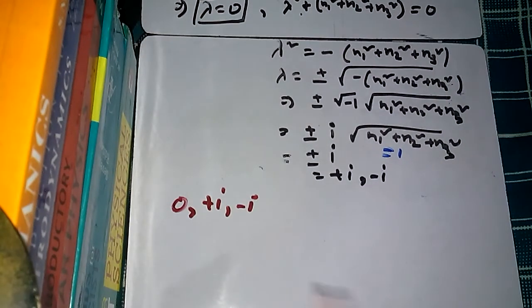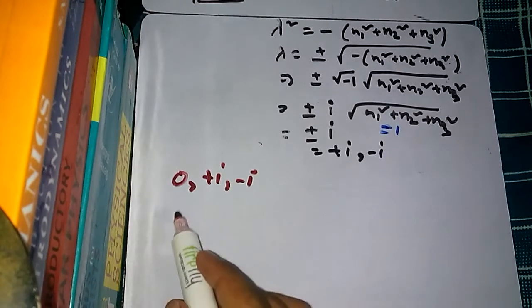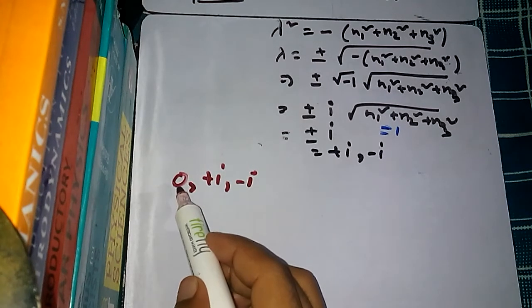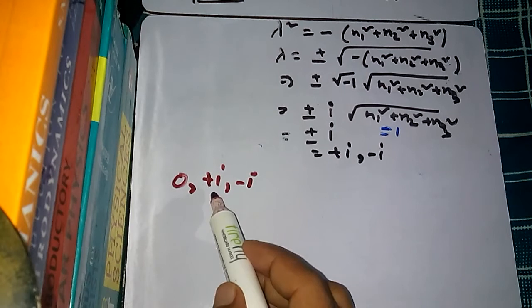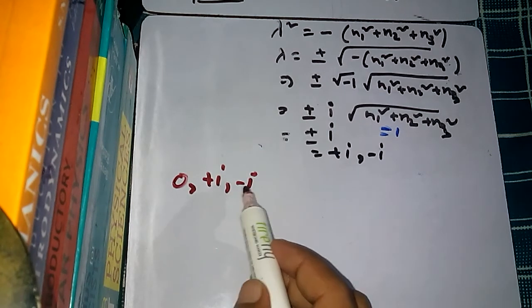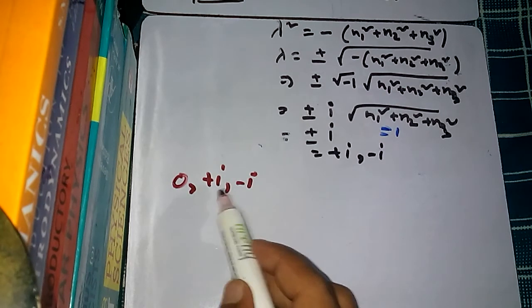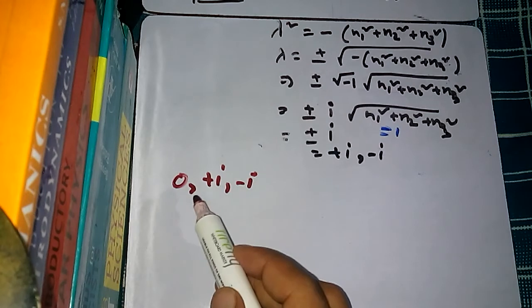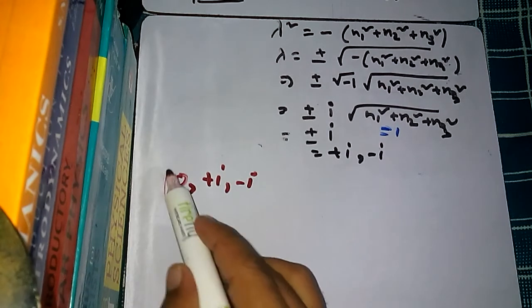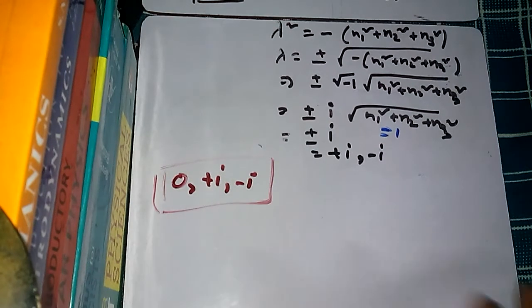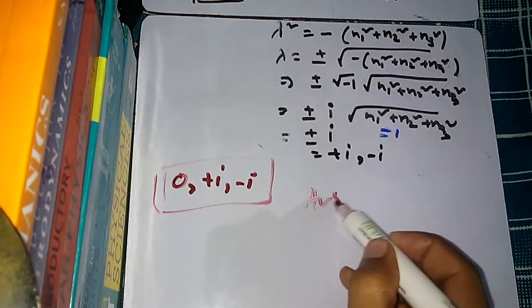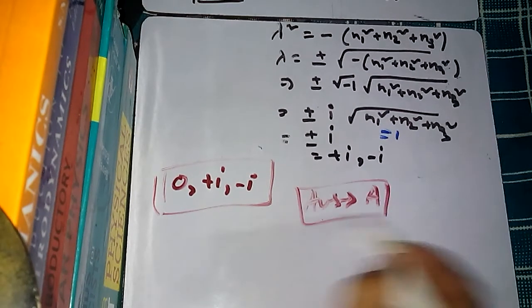Recall that I have already told you, if the antisymmetric matrix is of odd order, then one eigenvalue will be 0 and the rest of the eigenvalues will be purely imaginary numbers, and they will also come in pairs: if one is plus I then the other is minus I. So this really satisfies our discussion. So this is the answer, and for this we have option A. So the answer is A. Thank you.